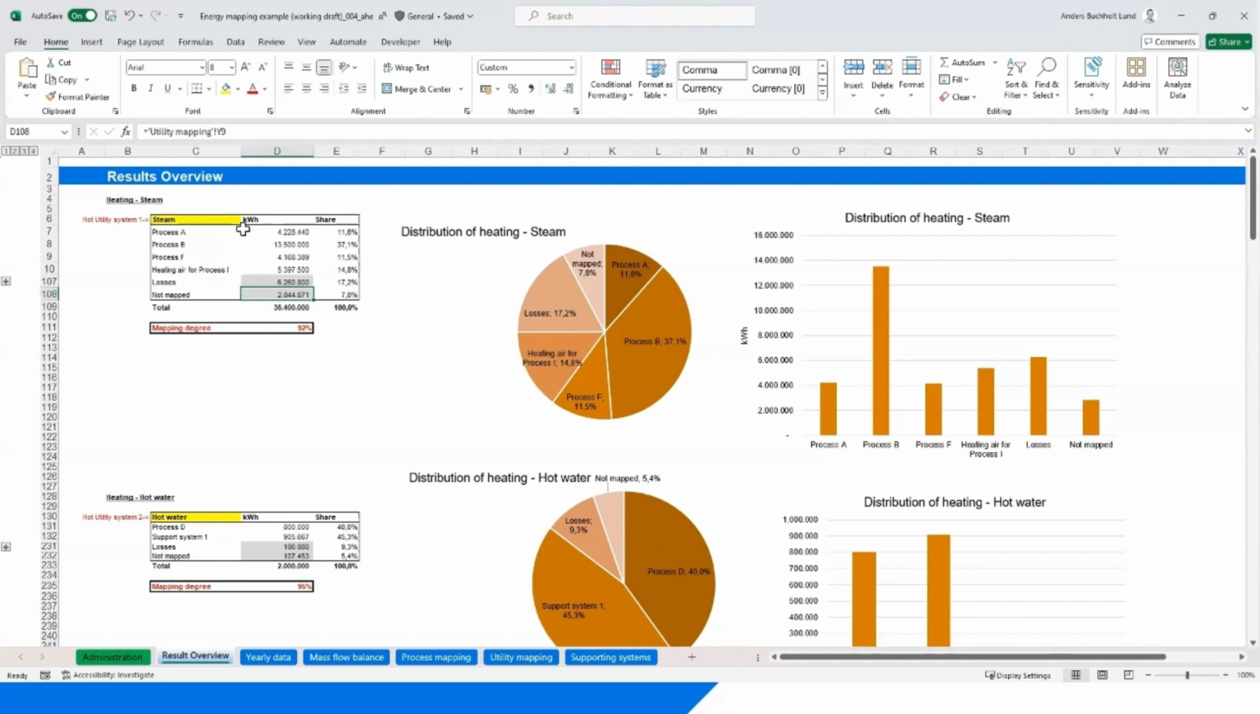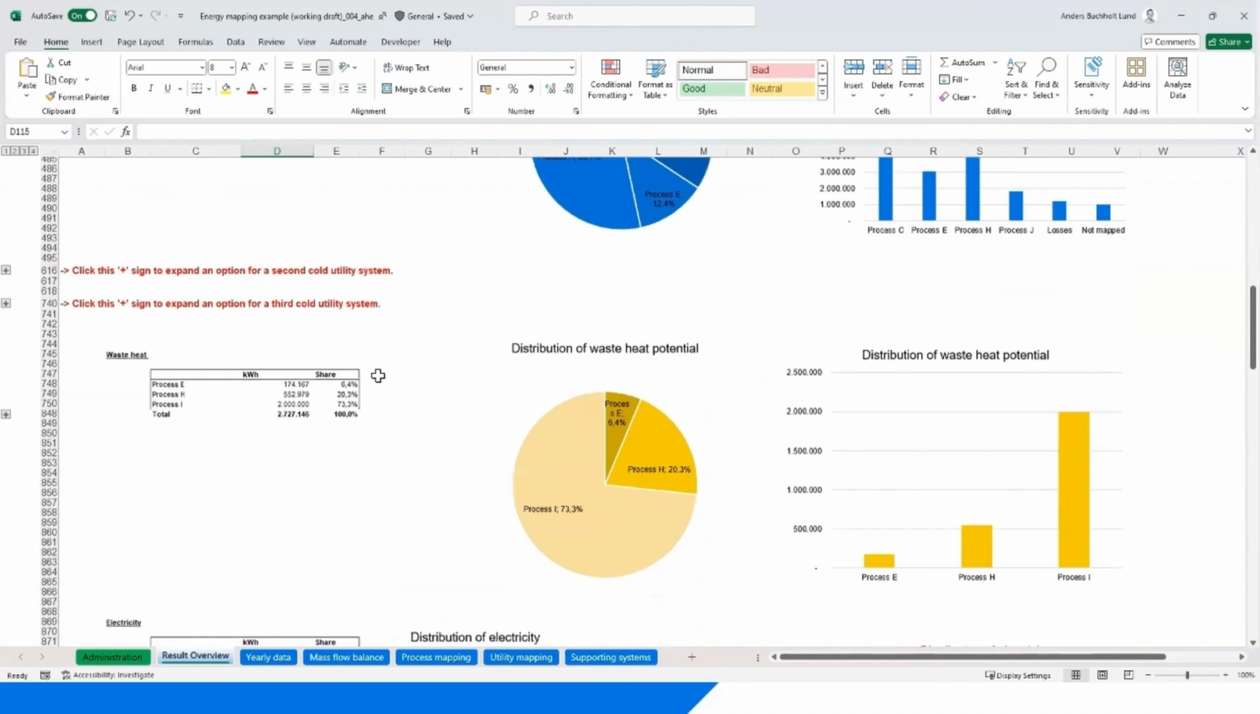You can see the part of the losses, the not mapped, and then you have the total. You then see the mapping degree once again. You have to ask yourself, are you happy with the mapping degree? Is it sufficient, or do we have to go back into the mass balance or the energy balance to look if there was an error, if we only get a mapping degree of 60%, something like that, or we get 120% mapping degree.